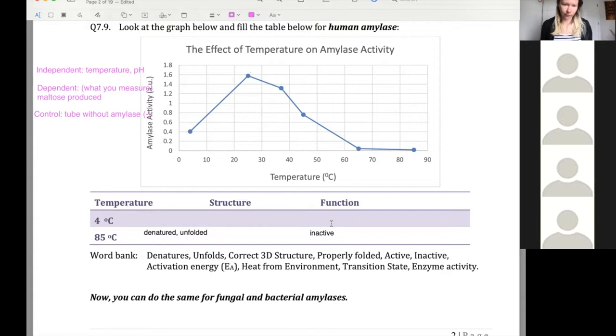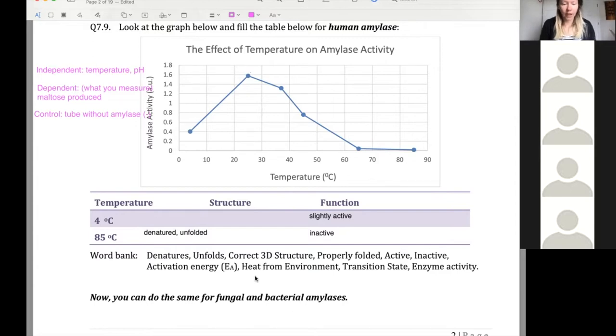It's inactive too. Active. Yeah, I guess we could say slightly active. It's obviously not at its peak activity, but it has more activity than at the 85 degrees. What about its structure?